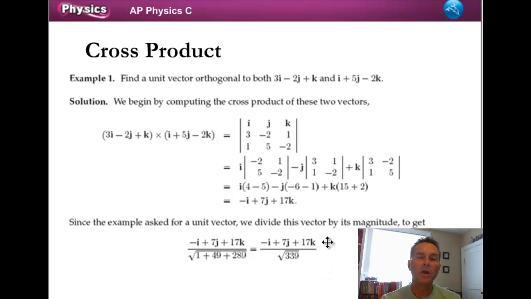Okay, note, the best way to get good at doing dot products and cross products is just through practice. Some of this may seem a little complex. Again, just review it a few times and work several problems, and you'll be good to go with this.